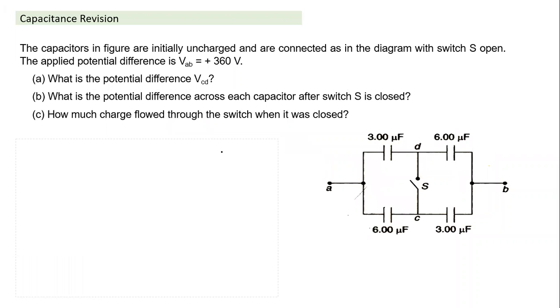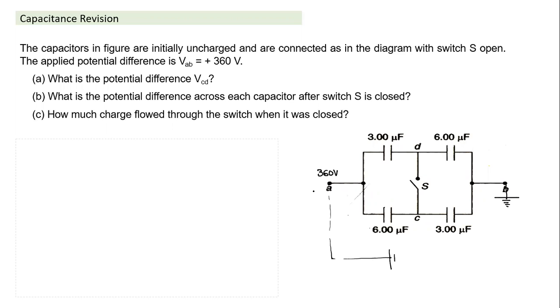And these capacitors are initially uncharged and connected as in the diagram with the switch open. When we connect them together, and let's say we connect a battery also, VAB is 360 volts here. Sometimes we show it like this, we write 360 volts at this point. And if I show something like this, the other point is connected to earth. This also is equal to a potential difference of 360 volts.